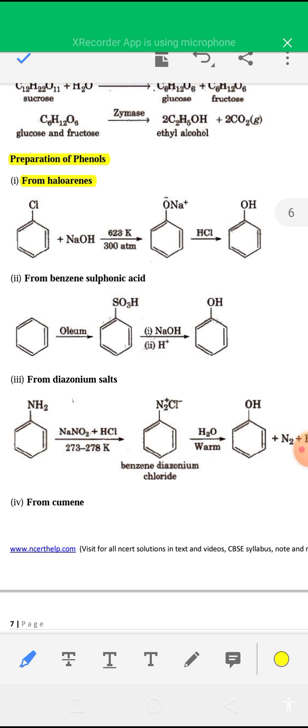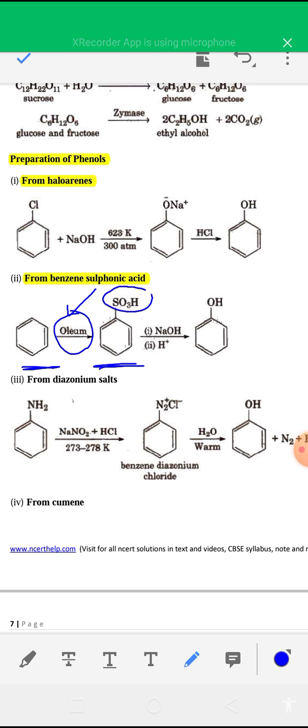The second method of preparation of phenol is from benzene sulfonic acid. First you have to prepare benzene sulfonic acid from benzene. When benzene is treated with oleum, H2S2O7, that is concentrated H2SO4 mixed with sulfur trioxide, you will get benzene sulfonic acid, benzene with SO3H.